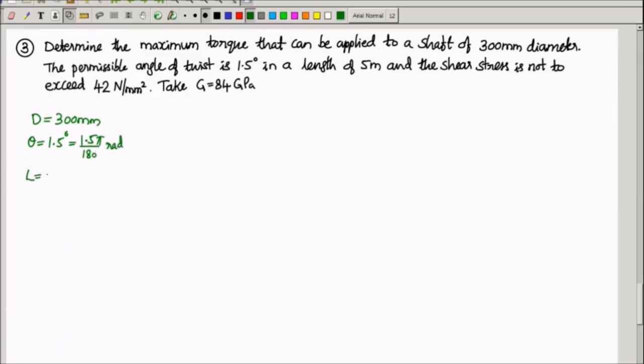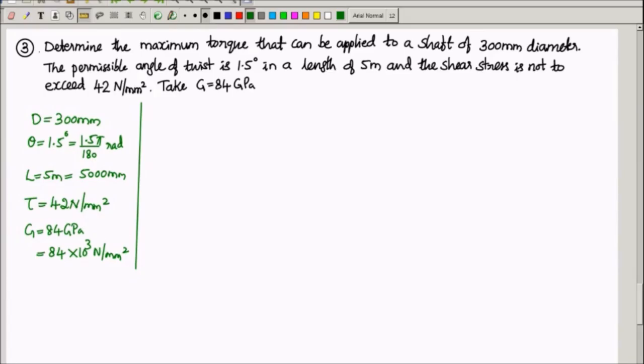Length is 5 meter, which is 5000 mm. Tau, the limiting value for shear stress, is 42 Newton per mm square, and the rigidity modulus G is 84 GPa, which is 84 into 10 power 3 Newton per mm square. This much is given to you. We have to find out the torque that can be safely transmitted through this shaft.